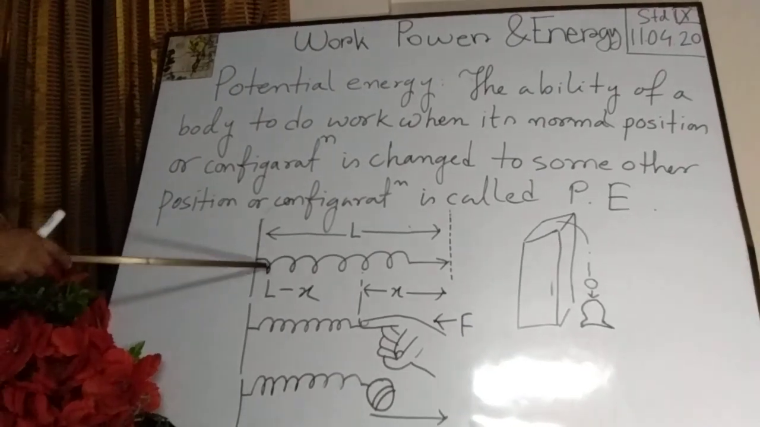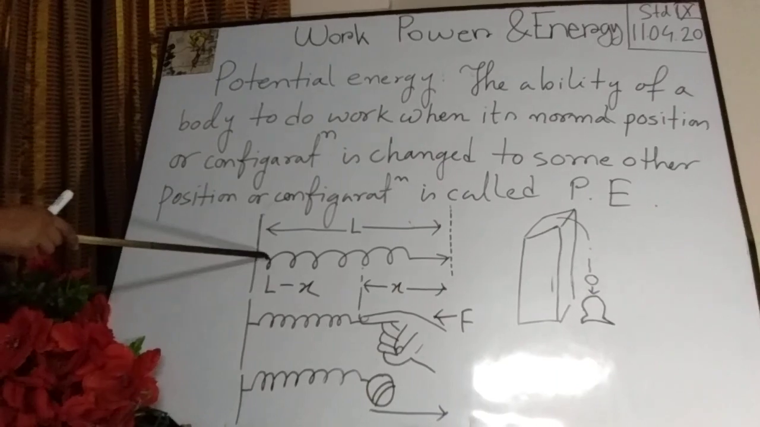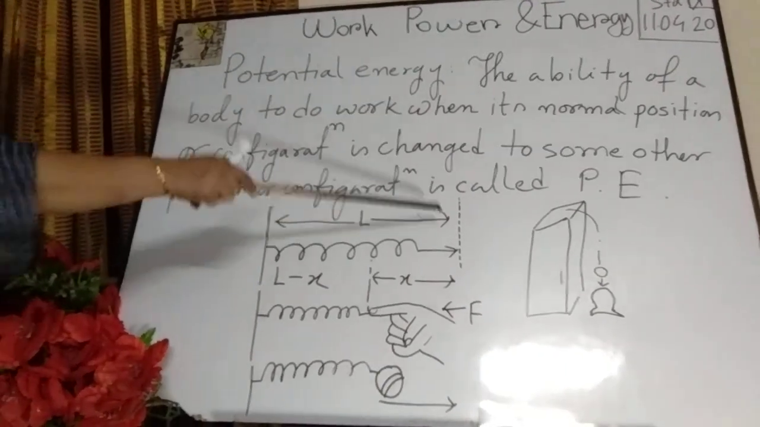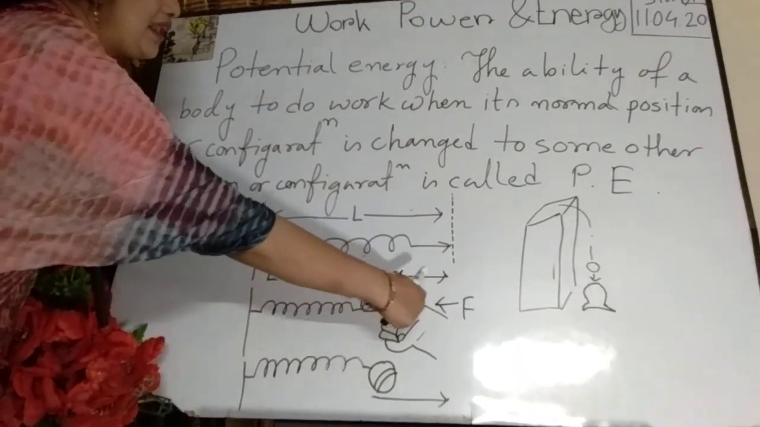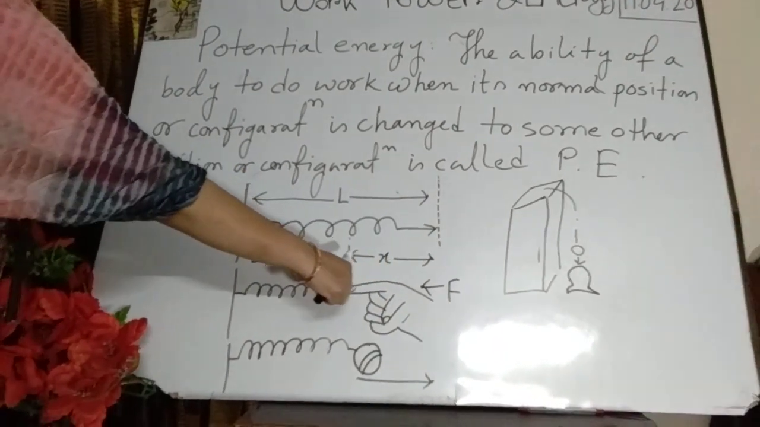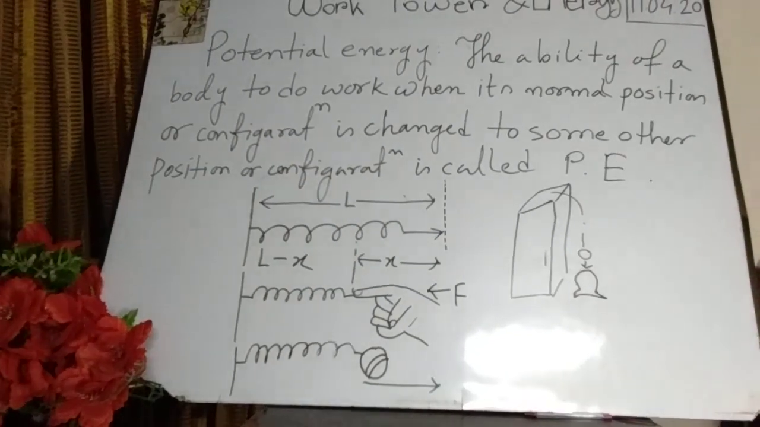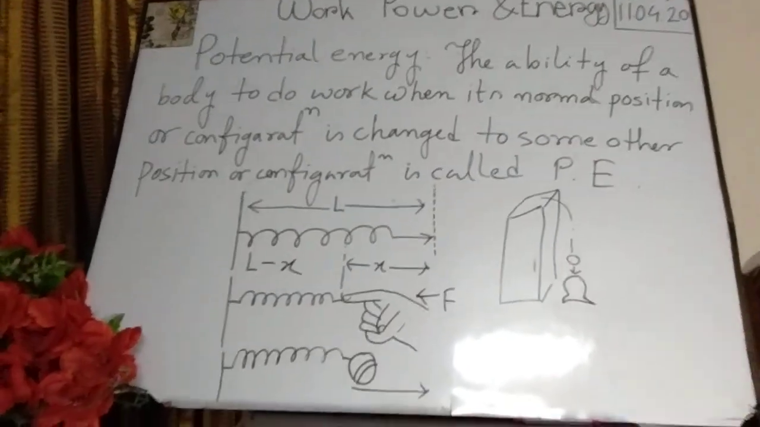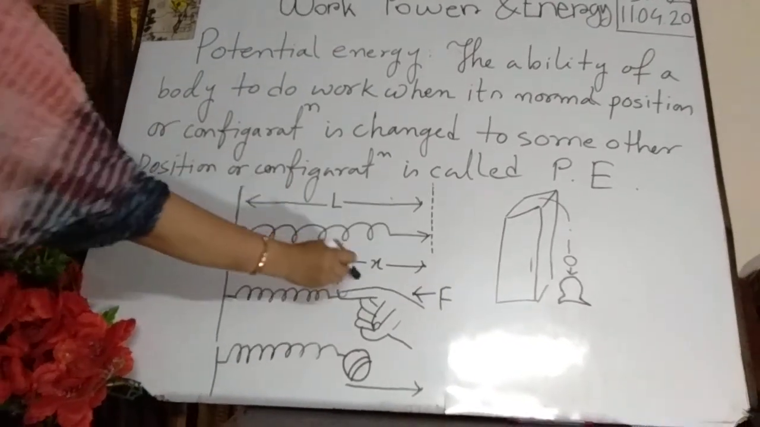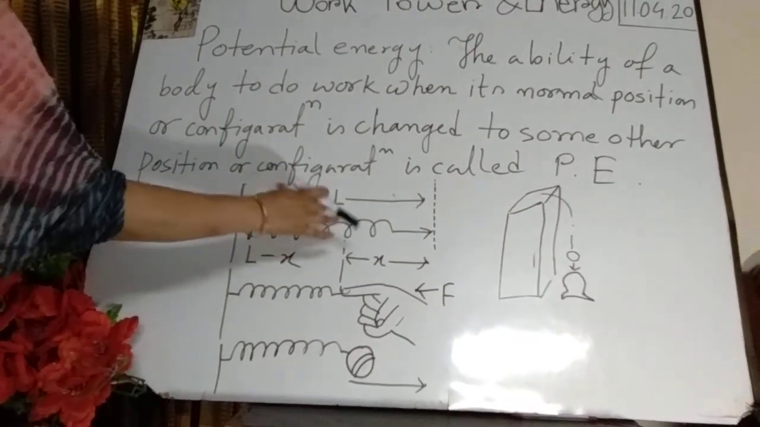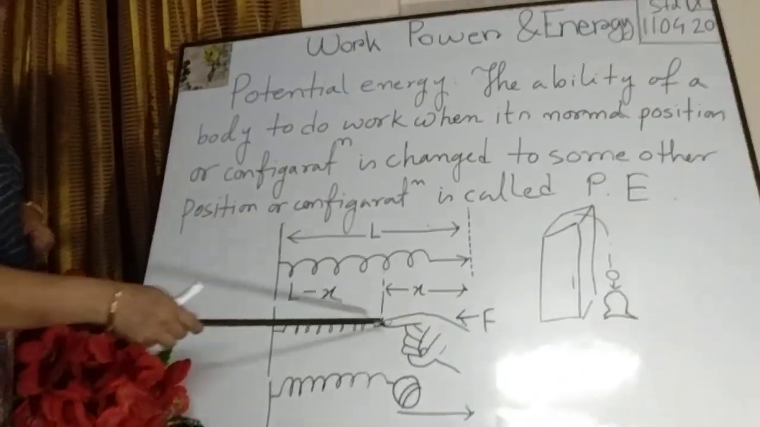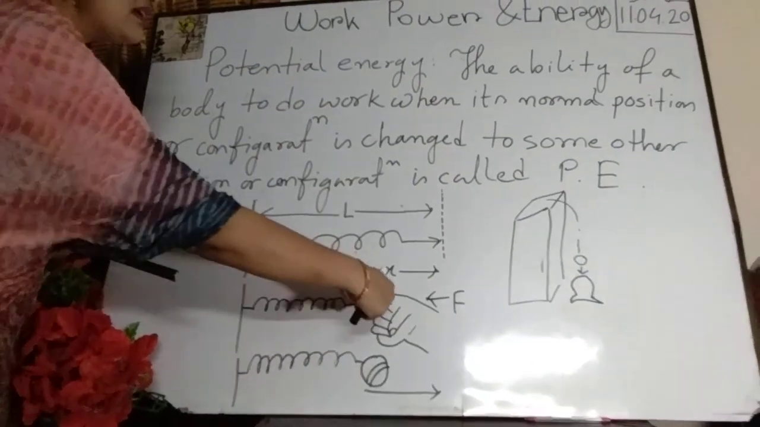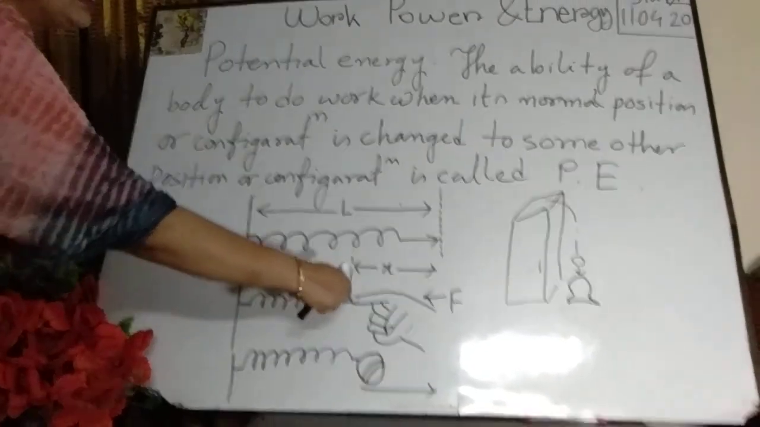Look, I have drawn here another example. Suppose a spring is kept on a table whose length is L. Now at the free end of the spring, if I apply force by my finger, then what will happen? The spring will be compressed by an amount X. So here you can see clearly none of the finger or the spring is in motion.